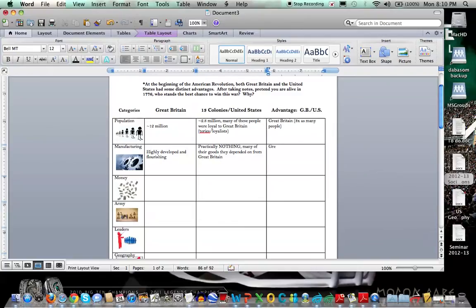Clearly, this advantage is going to go to Great Britain. Think about it if you're the 13 colonies, if you're the United States. You are relying on the people who you are facing, the people who you are at war with, to give you things. So obviously, Great Britain's not going to keep manufacturing and supplying your army with guns. I mean, that just makes no sense. So clearly, first 2 advantages here are for Great Britain.